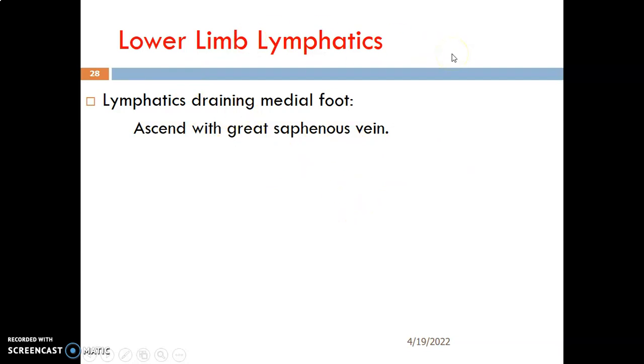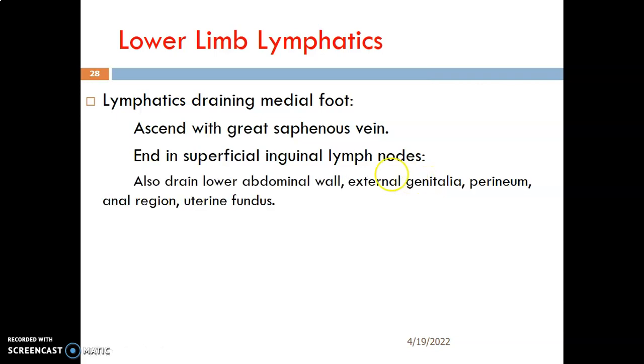Then we go to the lymphatic drainage. So lymphatic drainage on the medial aspect will follow the great saphenous vein. On the lateral aspect, the superficial lymphatics will follow the small saphenous vein. So the medial foot will ascend, follow the great saphenous vein, therefore they will end at the superficial inguinal lymph nodes. Remember, superficial inguinal lymph nodes are arranged in a T. You have a horizontal group along the inguinal ligament and a vertical group along the great saphenous vein.